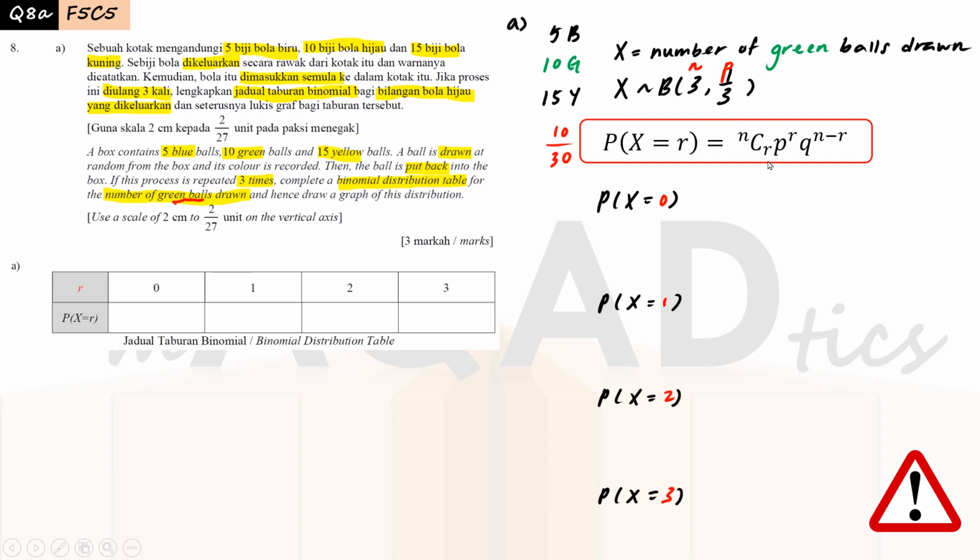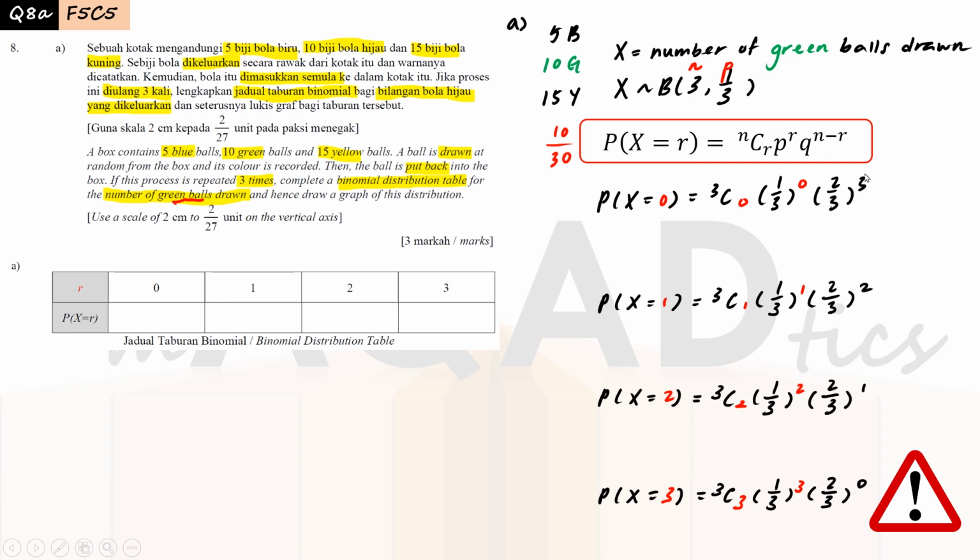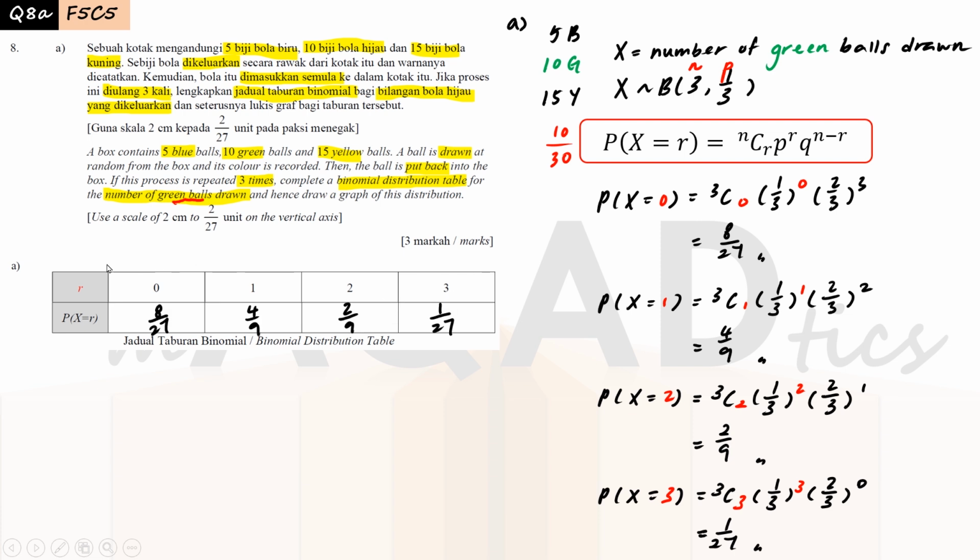So the first part would be 3C and according to the value of R. The second part would be the probability of success, which is 1/3, and the power would be the value of R. And q is the probability of failure, so 1 minus 1/3, which is 2/3, and the power will be according to the value of R, minus with n. So here we can put into a calculator, find the 4 probabilities, and please put these probabilities into the table here.